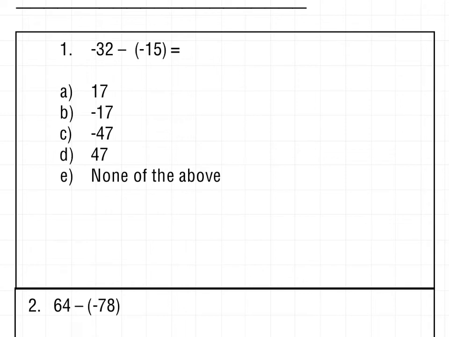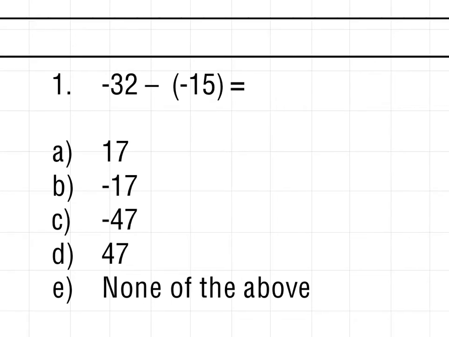Alright, so looking at the first do now problem, we've got an integer subtraction problem. So looking at this, we need to go ahead and change this to an addition by making it an add the opposite. So we have negative 32, add the opposite, which is 15.